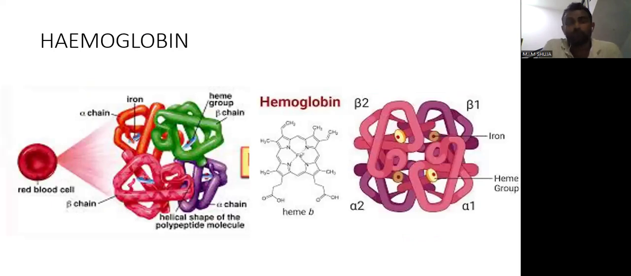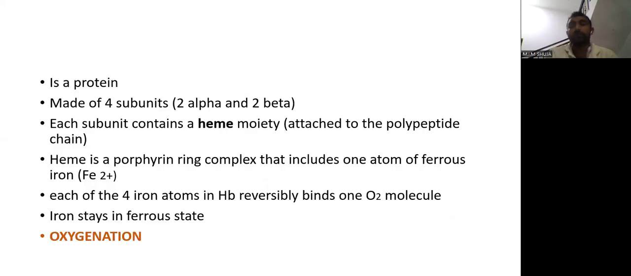And now we are going to look at the hemoglobin. Hemoglobin, by now I think from biochemistry you should know, but anyhow we go through, is a protein. So what are proteins made of? Polypeptides. So each hemoglobin is made of 4 subunits, 2 alpha and 2 beta. I am talking about the normal adult hemoglobin. Each subunit contains one heme moiety.